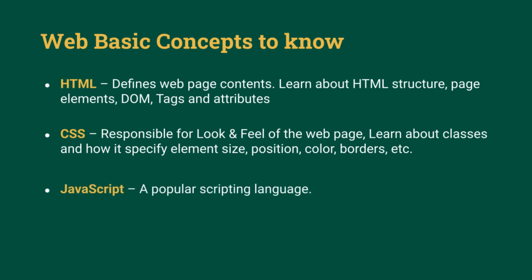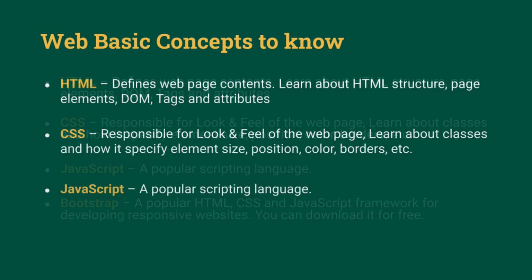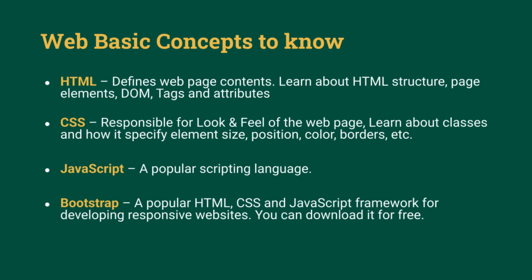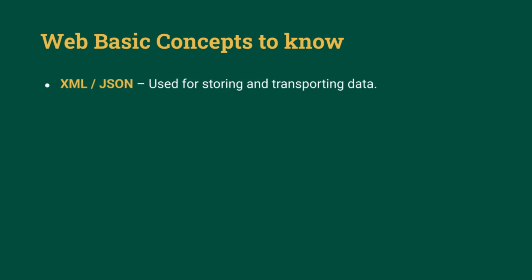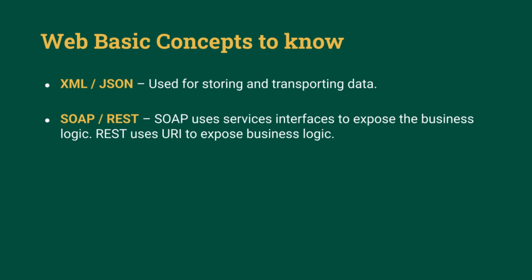JavaScript is a popular scripting language. And Bootstrap is a popular HTML, CSS, and JavaScript framework that is used for developing responsive websites. Terms like XML, JSON, SOAP, and REST come into action when we talk about APIs and web services. XML and JSON are used for storing and transporting data. SOAP uses web services interfaces to expose the business logic, whereas REST uses URI to expose business logic.